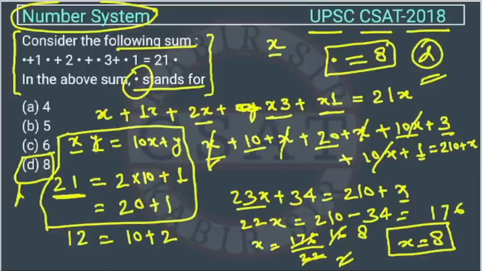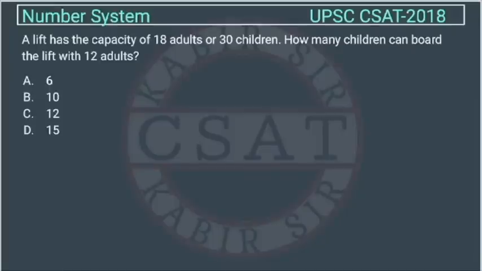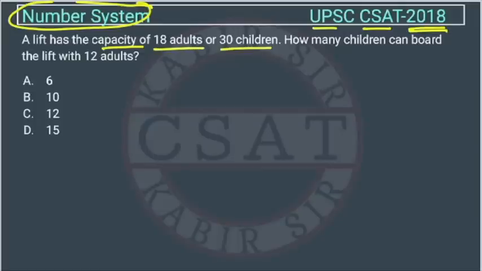Okay, if you guys still have some issues in that, you can connect with me and I will explain this question personally again. This is a question from the number system chapter asked by UPSC in the CSAT paper of 2018. A lift has the capacity of 18 adults or 30 children. How many children can board the lift with 12 adults?